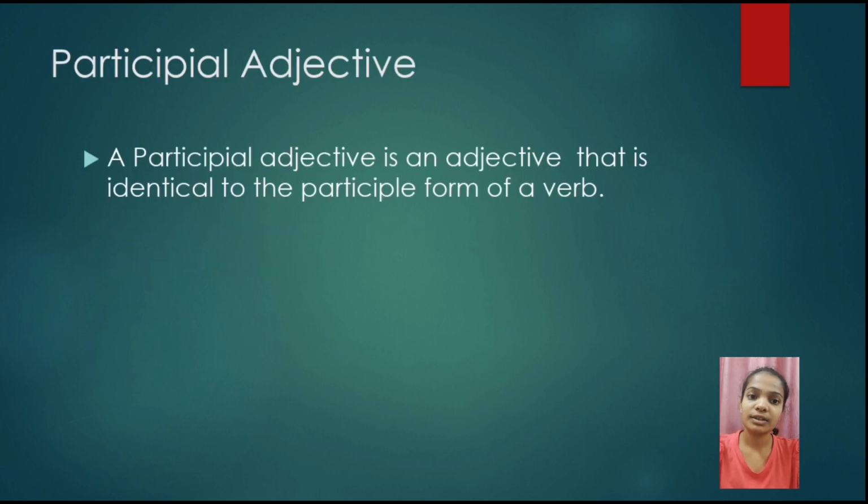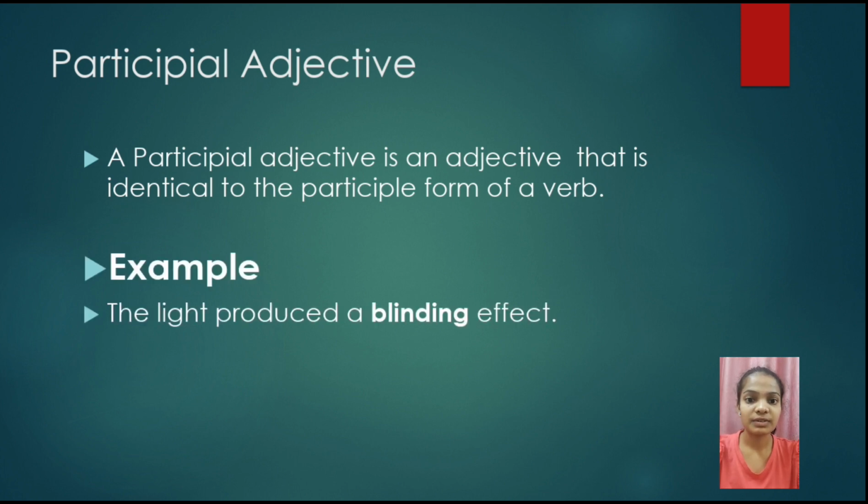Participial adjective. A participial adjective is an adjective that is identical to the participial form of a verb. Example: the light produced a blinding effect. Eva was pretty confused.